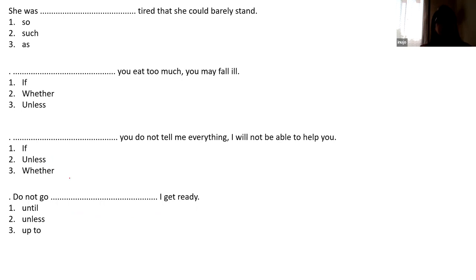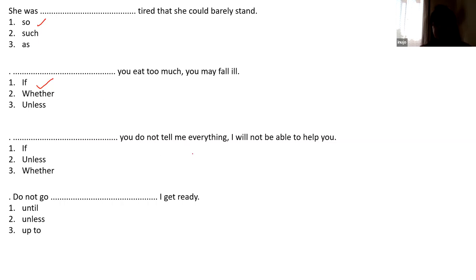Next one. She was dash tired that she could barely stand. She was so tired that she could barely stand. Dash, you eat too much, you may fall ill. If you eat too much, you may fall ill.